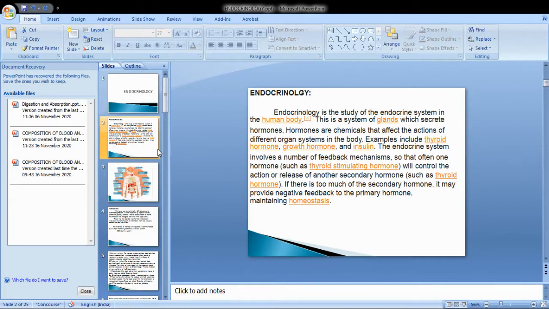The endocrine system involves a number of feedback mechanisms, so that often one hormone, such as thyroid stimulating hormone, will control the action or release of another secondary hormone, such as thyroid hormone. If there is too much of the secondary hormone, that is, thyroid hormone, in our body, it may provide negative feedback to the primary hormone, maintaining homeostasis.